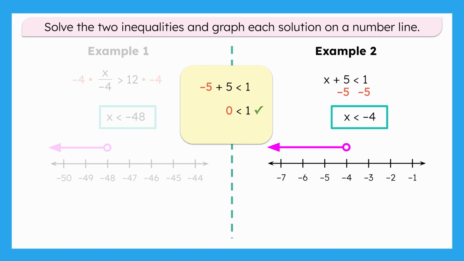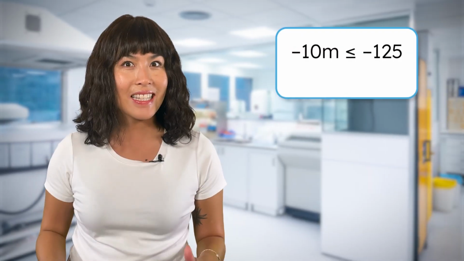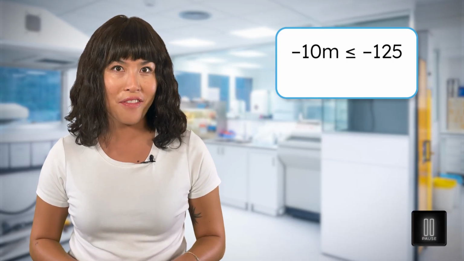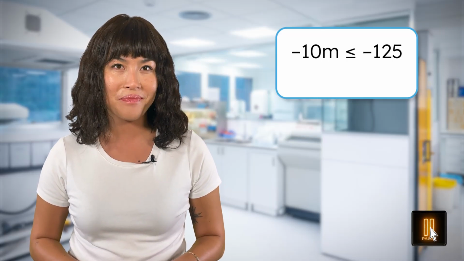Let's see whether we can tackle this inequality and figure out just how far our rocket will travel to get into the stratosphere. Pause here and solve the inequality. Negative 10m is less than or equal to negative 125. To solve, I divided both sides by negative 10.